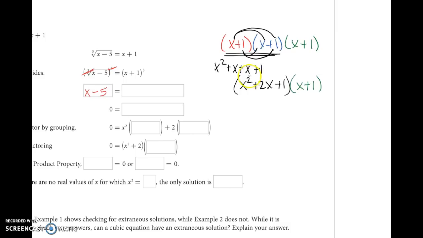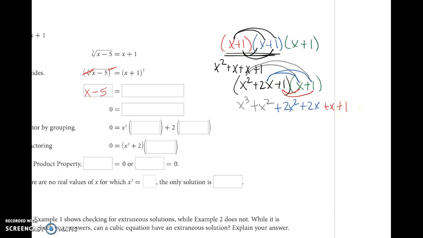And so, let's see, x squared times x is x cubed. x squared times 1 is x squared. 2x times x is 2x squared. 2x times 1 is 2x. And 1 times x is x, and 1 times 1 is 1.